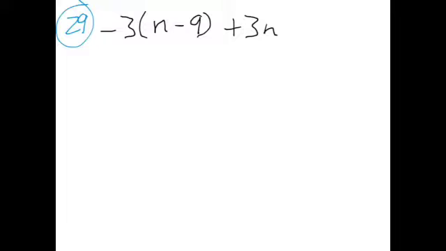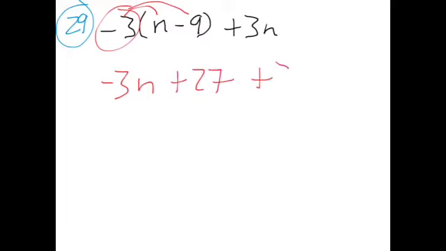Let's just get this one before closing the video. This negative 3 out front needs to get distributed through. And the 3n on the end is just going to stick around for one round of simplifying. Negative 3 times n is negative 3n. And negative 3 times negative 9 is going to be positive 27. And then you have plus 3n on the end there.